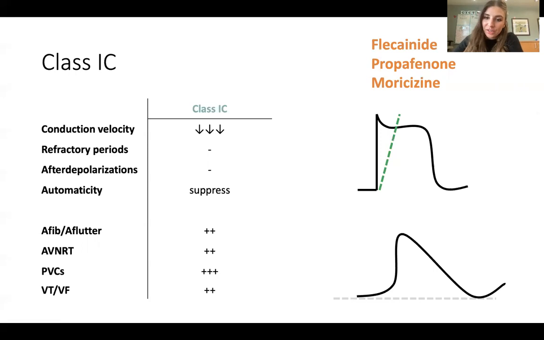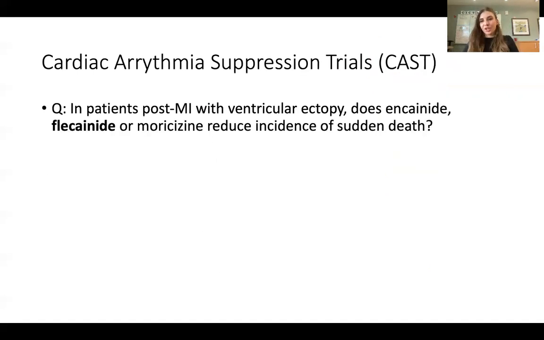Again, as sodium channel blockers, they have some degree of automaticity reduction. They can be used for atrial or ventricular arrhythmias, but I highly caution the use of these agents, and this is really based on the CAST trials. They looked at patients who were post myocardial infarction and had some sort of ventricular ectopy, and they looked at class 1C agents, including encainide, flecainide, or moricizine. They wanted to look at the reduction in mortality. Theoretically, it seems like these agents would be beneficial in this group.